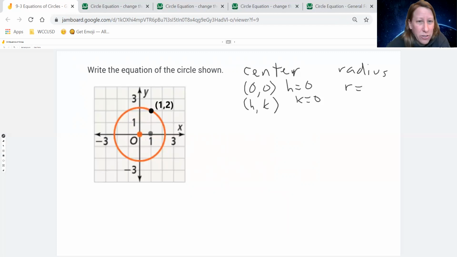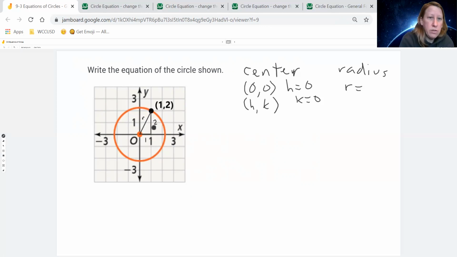So circles are related to right triangles. Here's a beautiful little right triangle. And if I can figure out this, then I know my radius. Okay, so how long is this? 1. How long is this? 2. Okay, and I'm going to do right triangle theorem. So I have 1 squared plus 2 squared, and that's going to be my radius squared.